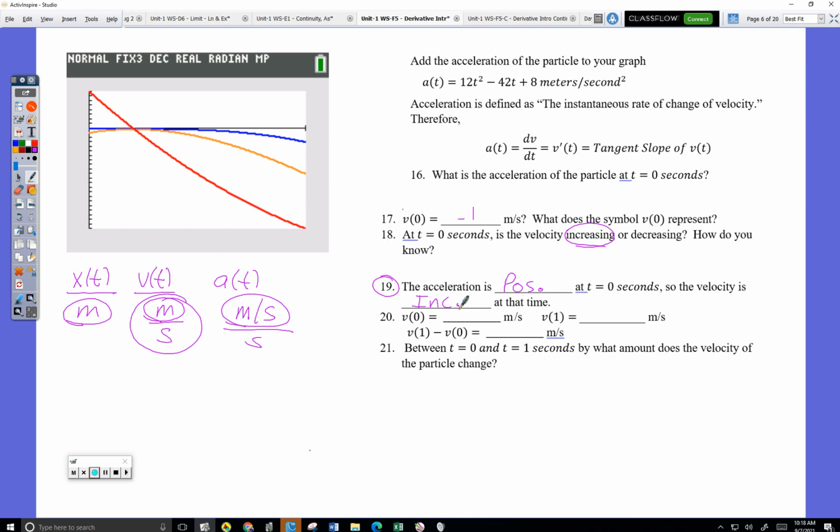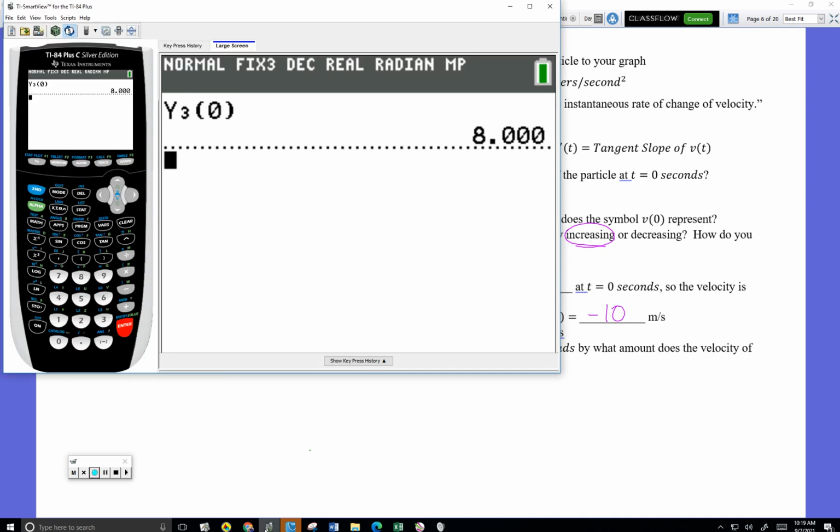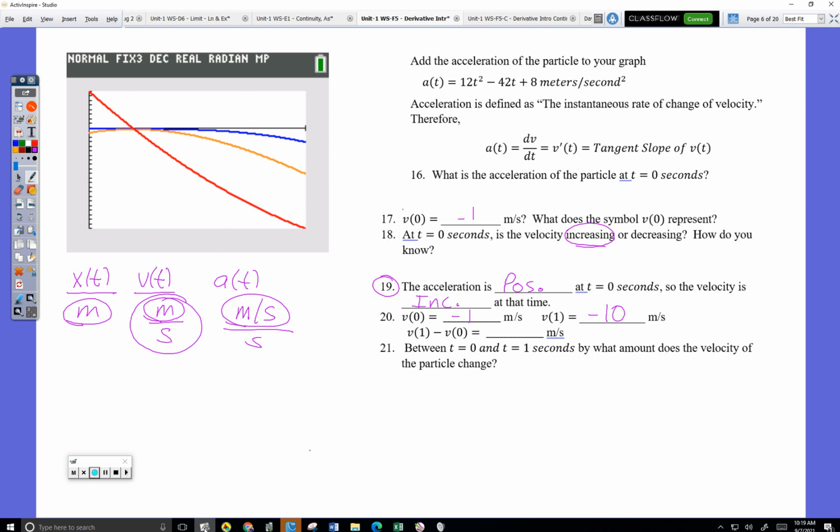Questions? Okay, v of 0, we already know that's -1. V of 1, I think we did it earlier, it's -10. Is that right? I think earlier in the worksheet we did it once. We can do it again fast, just type it in. There we go. Like so. Good. Questions?